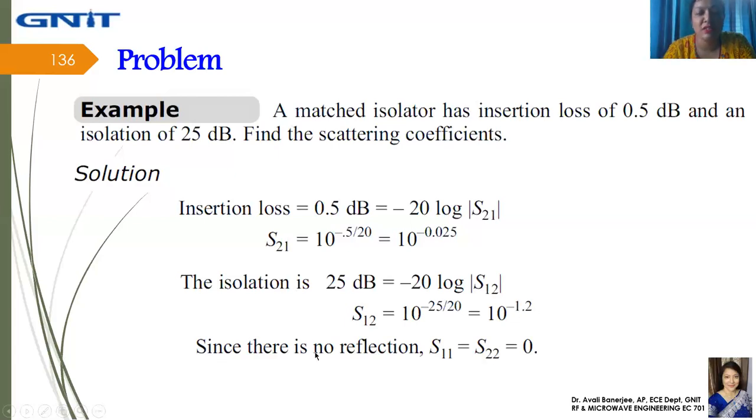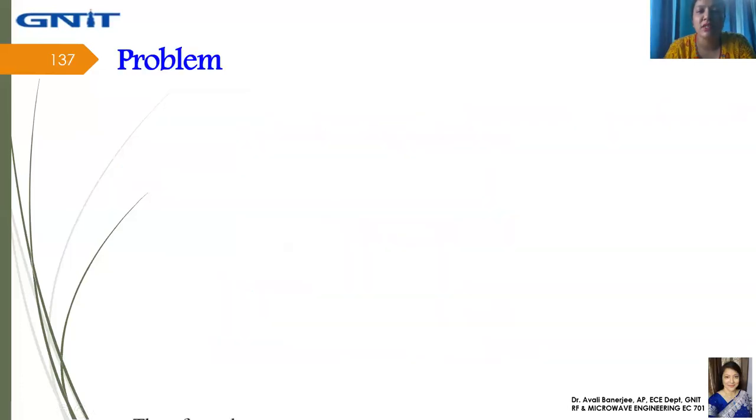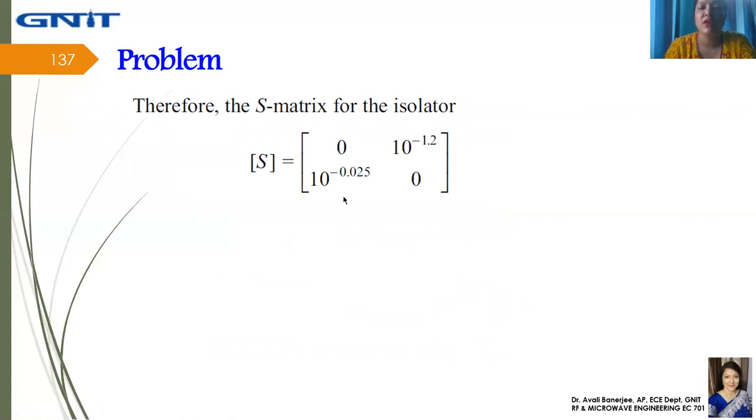Since there is no reflection, S11 is equal to S22 is equal to 0. So we have obtained the value of S21 and S12. Now what we will do, we will substitute the values of S21 and S12 in the S matrix, and then we will find out the scattering matrix. So already the coefficients we have obtained. The matrix representation will be in this form. So this is the S matrix for the isolator.